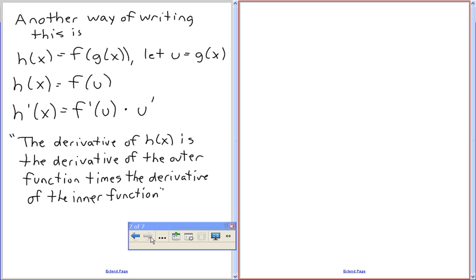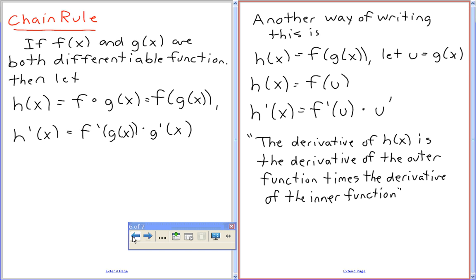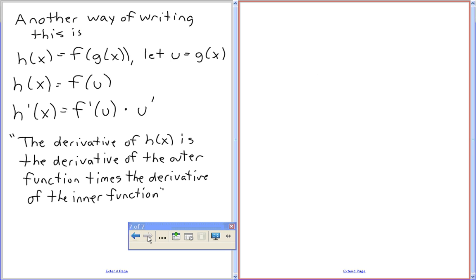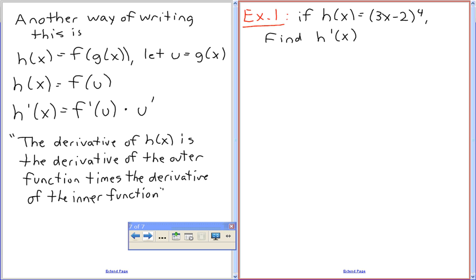All right, here we go. Example one. Let's say if h of x equals 3x minus 2 to the 4, find h prime of x. Okay, I'm going to do this. The first method is going to be the slow way, and then we'll get to the speedy way in a second. I'm just going to write it out so you guys understand it fully here.